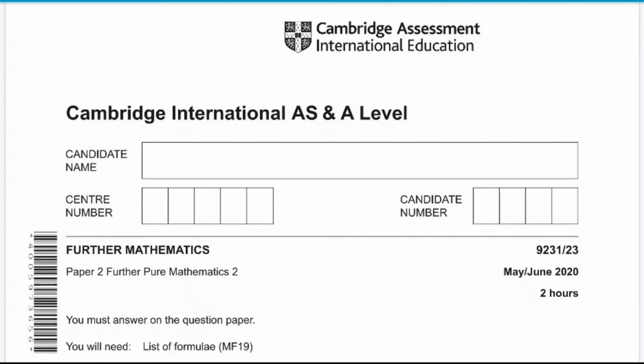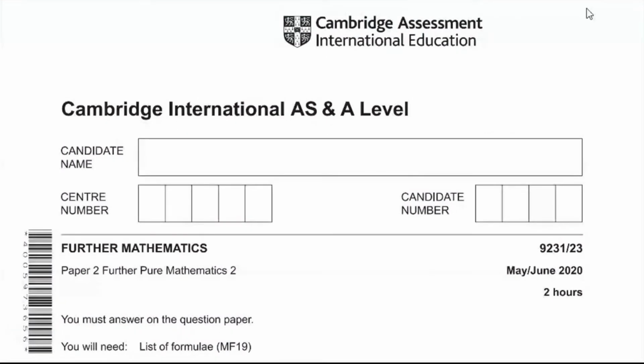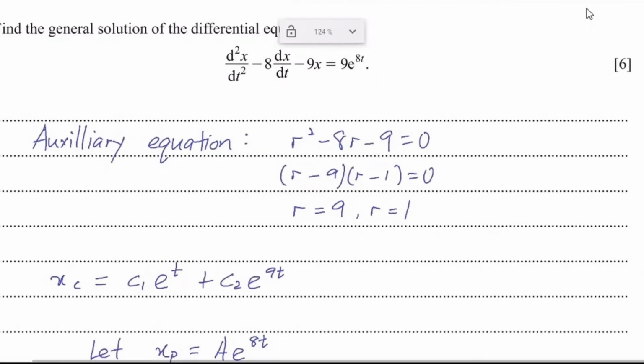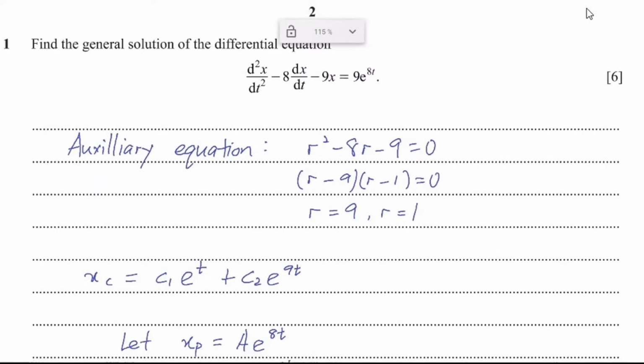All right, let's look at the questions here. The first one. So the first question here is actually about to find the general solution for this differential equation. So these are some typical second order differential equations. Okay. So follow the steps.